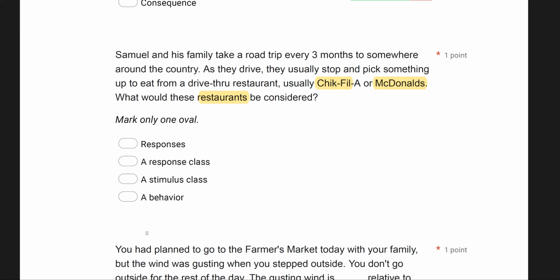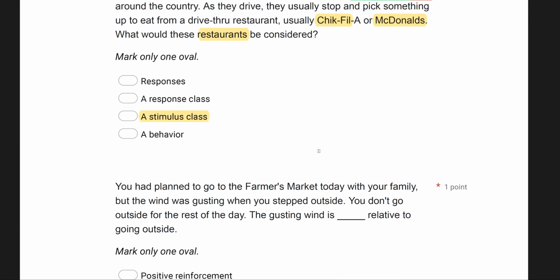And of course, it's not a behavior, right? So, pretty straightforward question, because as long as you recognize that Chick-fil-A and McDonald's are stimuli and not responses, well, you can eliminate A, B, and D pretty easily. But if there was an answer choice that was a little more difficult, then you could narrow it down by saying, well, both of these are stimuli or individual stimulus, and together they form a class because they're both evoking the same functional response, which is the family coming and ordering food. So these restaurants are going to be considered a stimulus class.